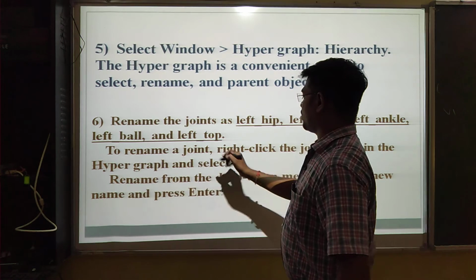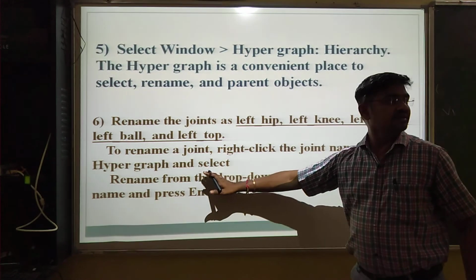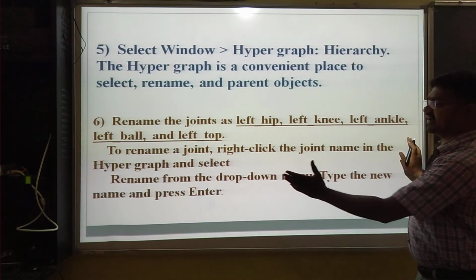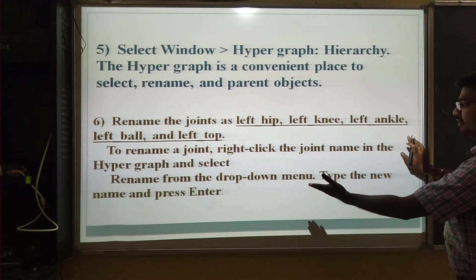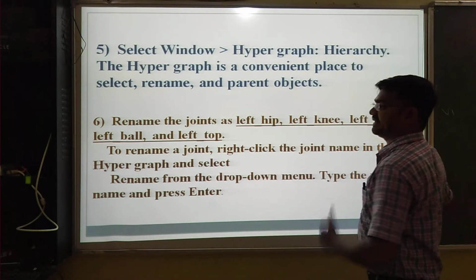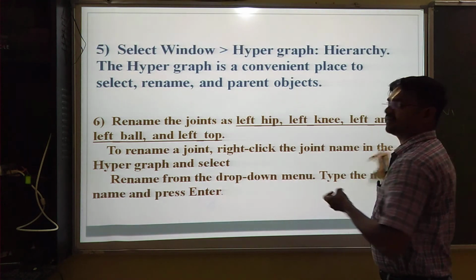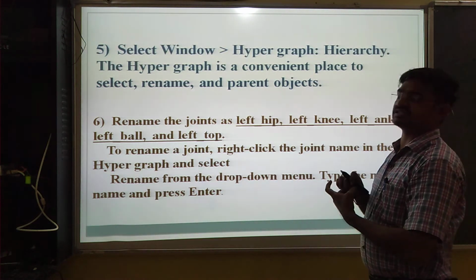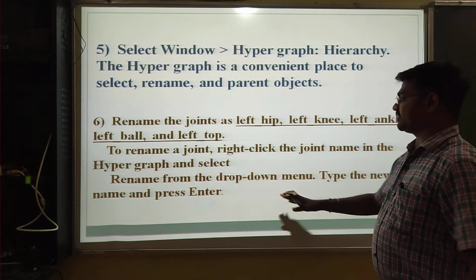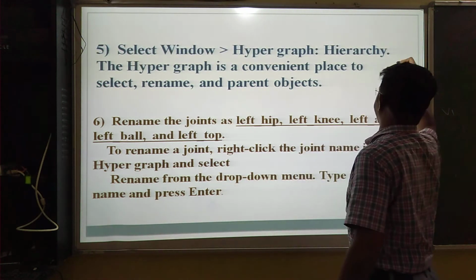To rename a joint, right click the joint name in the hypergraph and select rename. Then finally, from the drop down menu, type the new name and press enter. Then you should create all types of parts, each one linked to the next one, one-to-one, which is called the chain link. Rename from the drop down menu, type the new name and press enter.